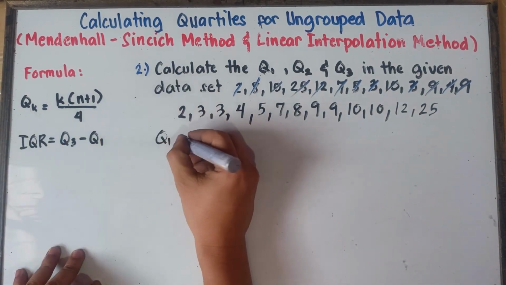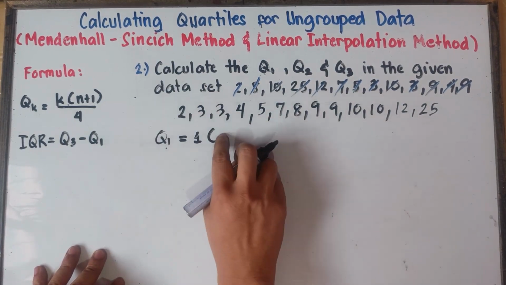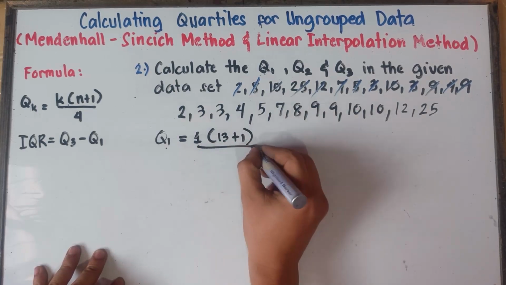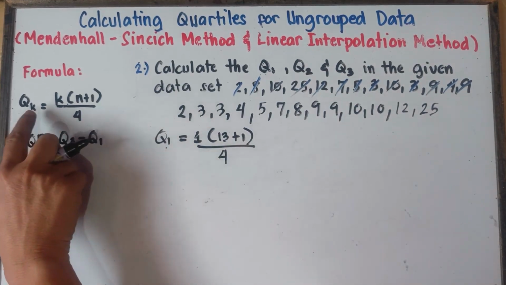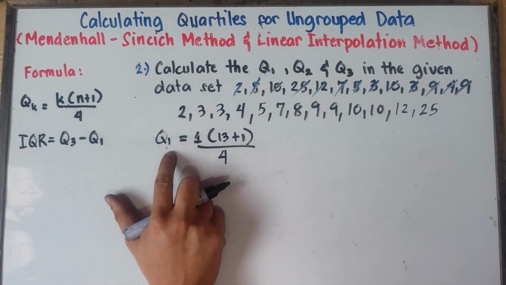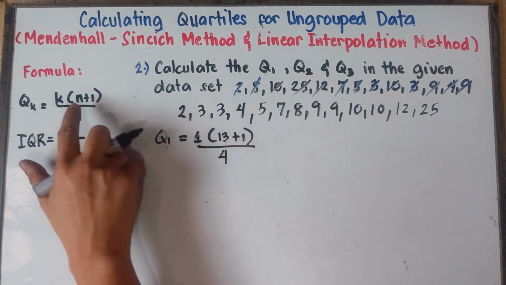So quartile 1, Q sub 1, equals 1 times n, where n is the total number of samples. That will be 13, plus 1, divided by 4. Once again, class, I will just directly answer this one. This will be our formula: Q sub k, where k is the quartile that we're looking for. We're looking for quartile 1, so k is 1.